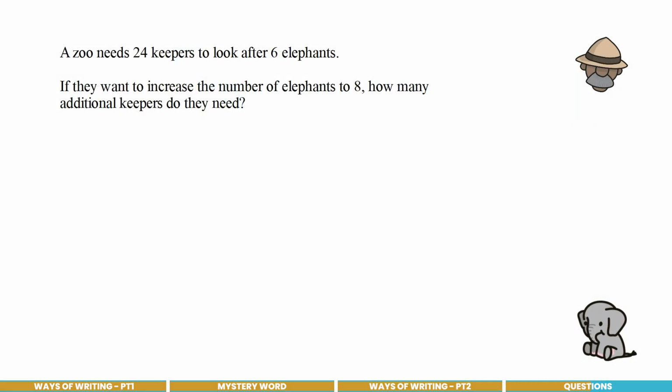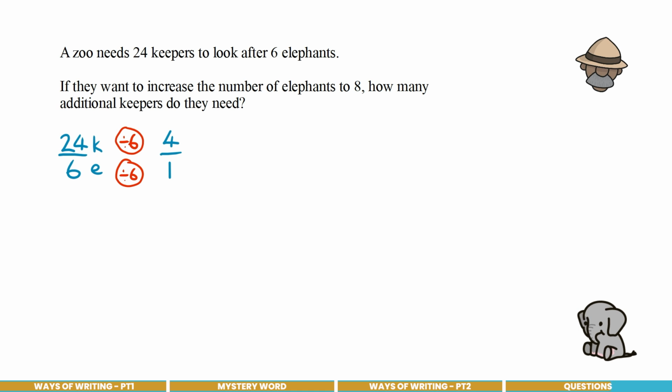At the start of the question, we are told a zoo needs 24 keepers to look after 6 elephants. So we already know that the ratio of keepers to elephants is 24 to 6. I can see that this simplifies because the top and bottom both divide by 6. This gives us the simplified ratio of 4 to 1. We could write this just as 4, but leaving it as 4 over 1 reminds us there are 2 parts to this ratio, keepers and elephants.